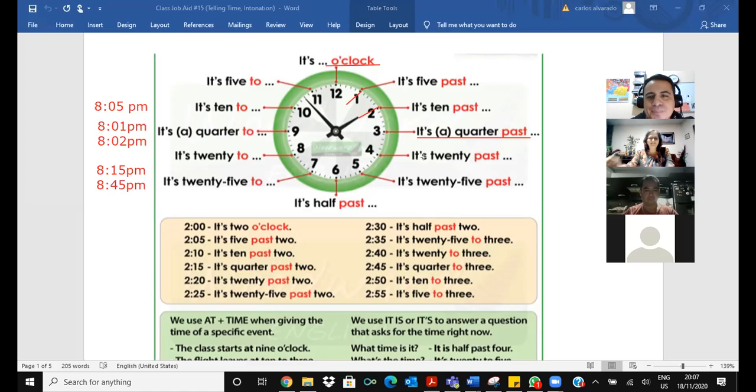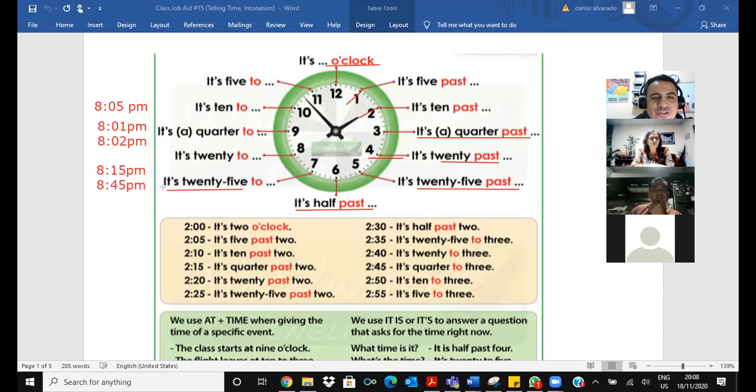All right. Si llegamos aquí, entonces han pasado 20 minutos. It's 20 past. Correct. Si llegamos aquí, 25 past. It's 25 past. Very good. Now, si llegamos aquí, a la mitad, we say it's half past. Half past. Very good.